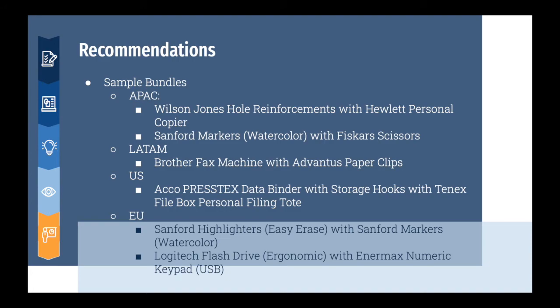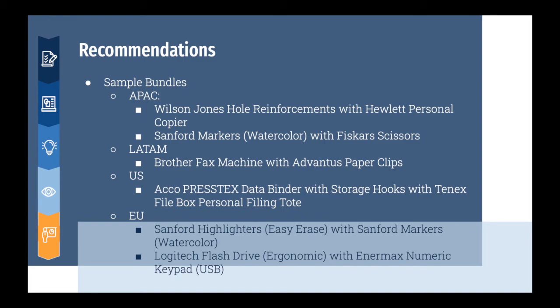After analyzing all of the potential bundles that could be created for each market, we have decided that these 6 would be great choices for the marketing campaigns. In the Asian Pacific market, we wanted to create bundles aimed at the consumer customer base. By bundling Wilson Jones hole reinforcements with Hewlett personal copiers, we could appeal to a base of working individuals or students. We could even rope in hole punchers or binders to really tie everything together and appeal even more to the customers.